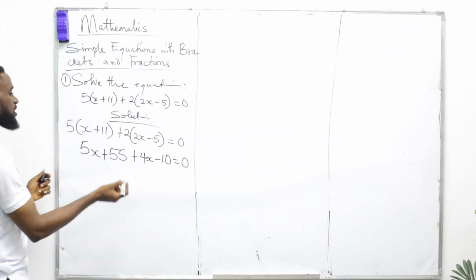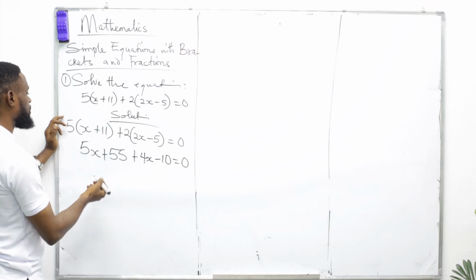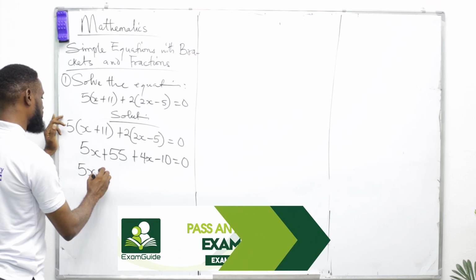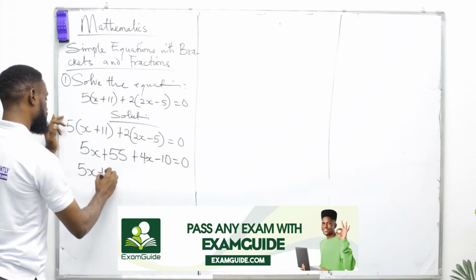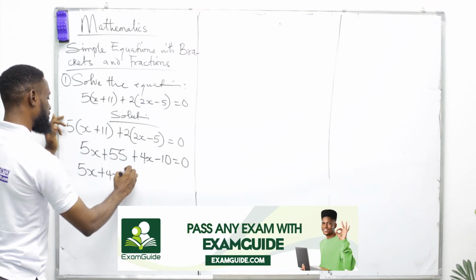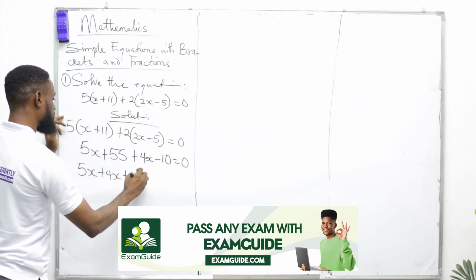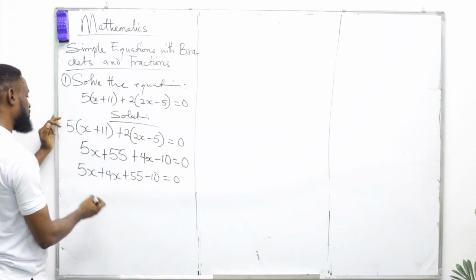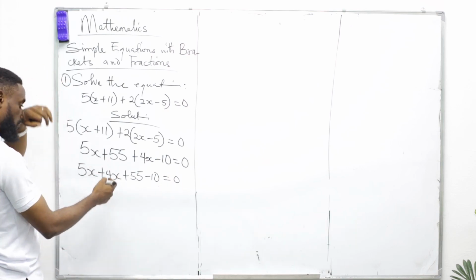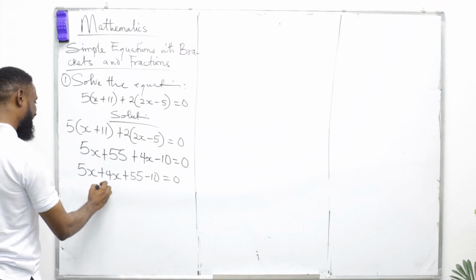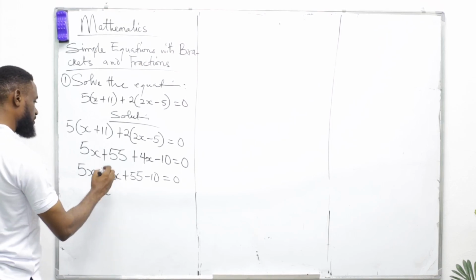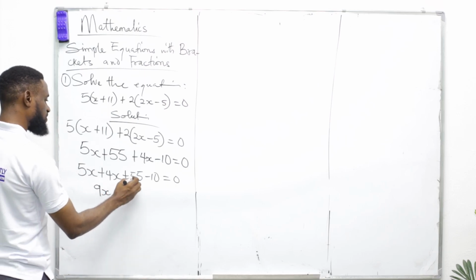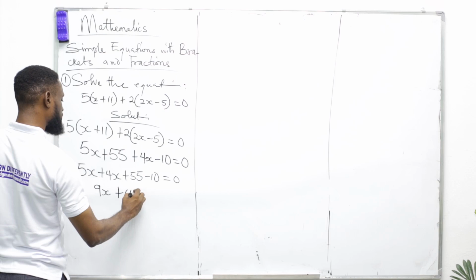All right. So okay, this is 5x. Let's group it based on the like terms. 5x plus 4x plus 55 minus 10 is equal to 0. Okay, so this means 5x plus 4x gives us 9x. You get it? Plus 55 minus 10 gives us 45.